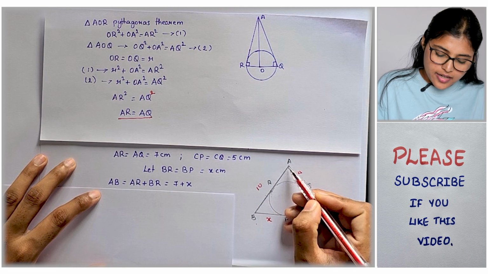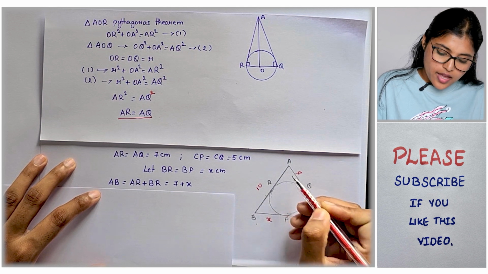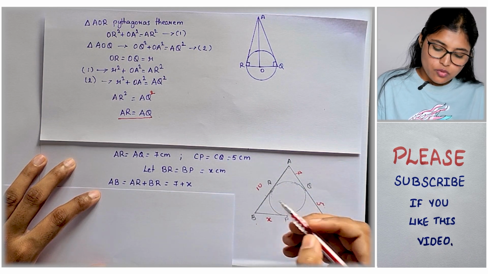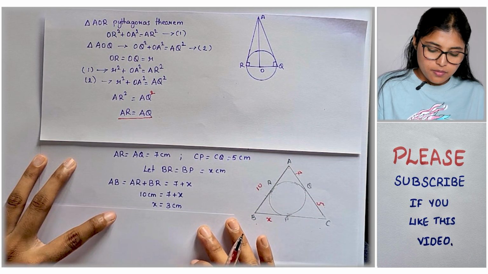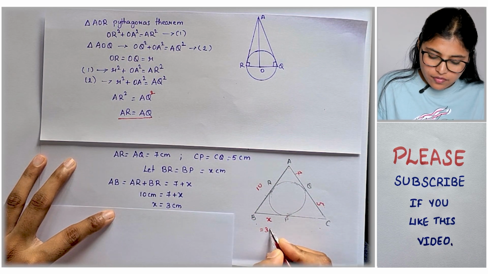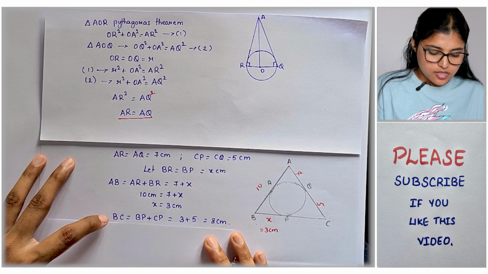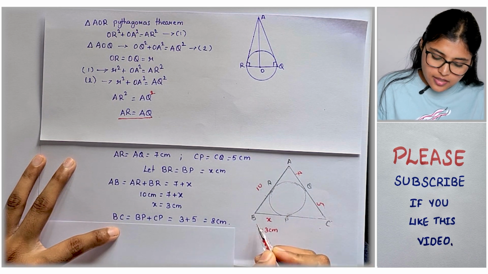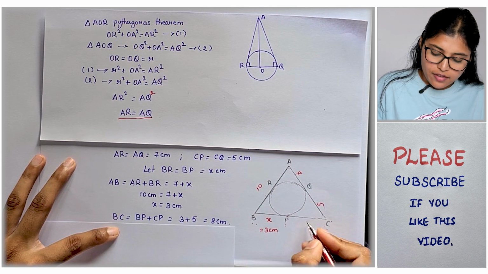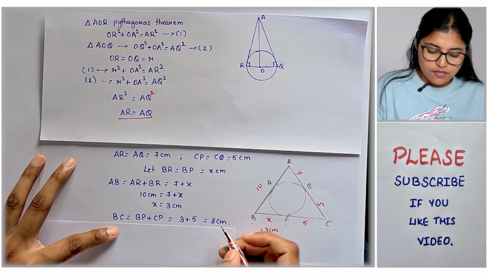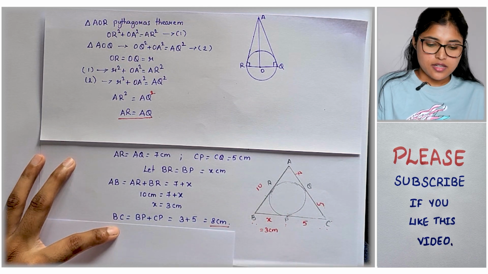Here we know that AB equals AR plus BR. So this 10 is equal to 7 plus X. From here I can get the value of X as 3 centimeters. Now BC is nothing but BP plus PC. Now CP is equal to 5. So X plus 5 gives me 8 centimeters.